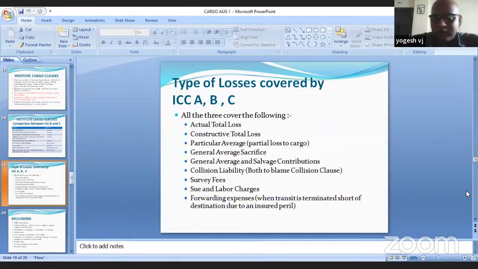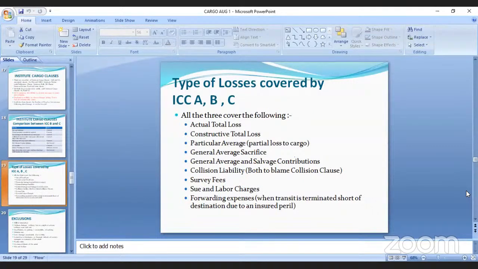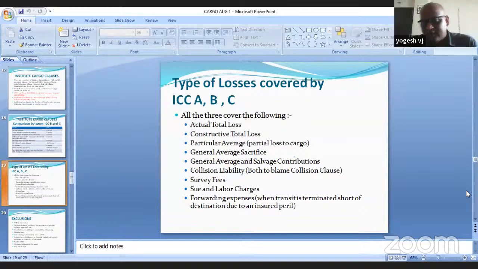Now, all the three cover the following: actual total loss, constructive total loss, partial loss of the cargo, GA sacrifice, GA and salvage contribution. Everything is covered. Now, in ICC ABC, collision liability. Now, here is the catch. Collision liability is covered only 75%.